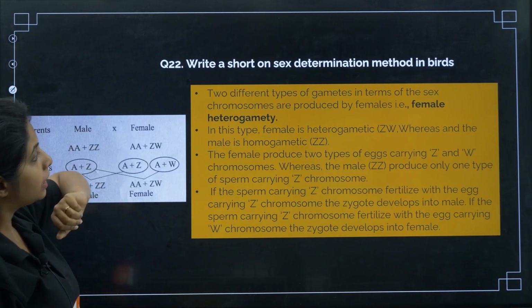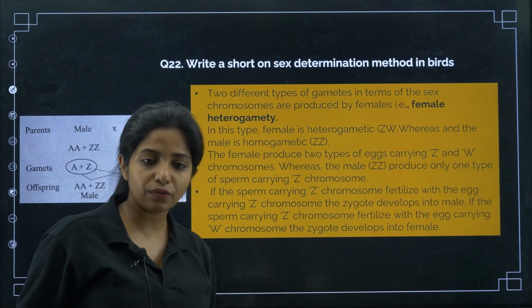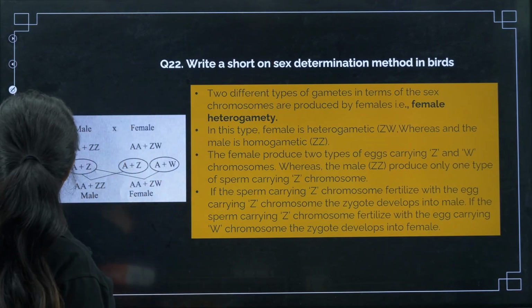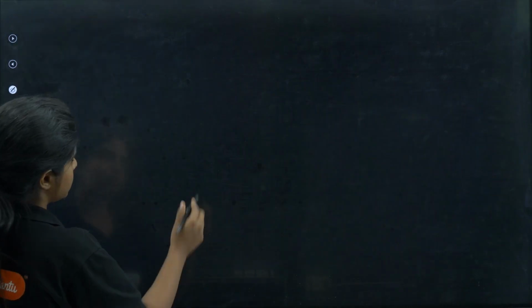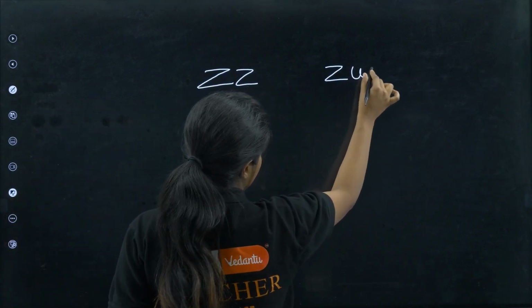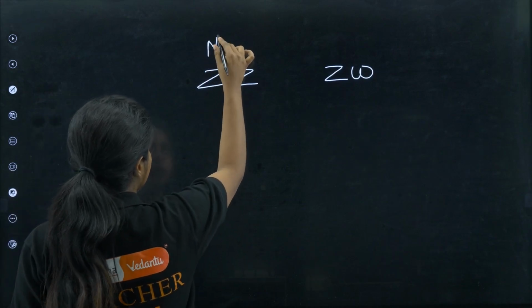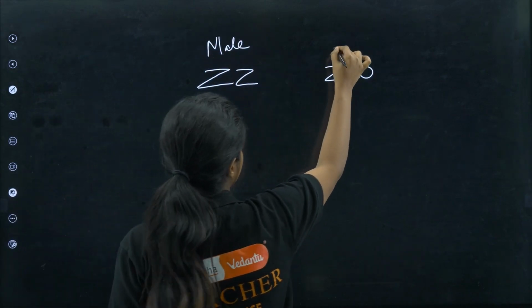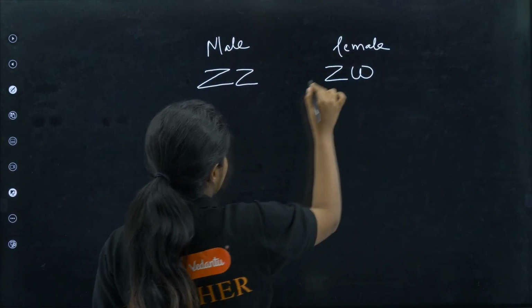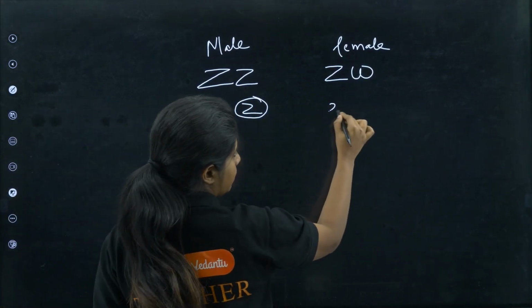Now next question. Write a short note on sex determination in birds. In birds, they have a unique way of sex determination, my dear children. I would just explain with the help of this. In birds, they have ZZ and ZW sex chromosomes. Suppose it's ZZ, then it is a male, and suppose it's ZW, it will be a female. Now over here, the gametes are Z and Z. Over here the gametes are Z and W.